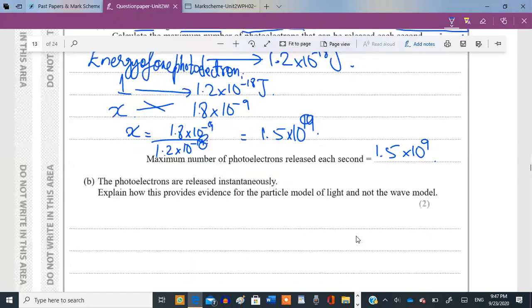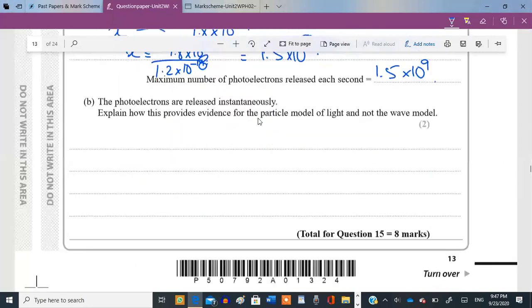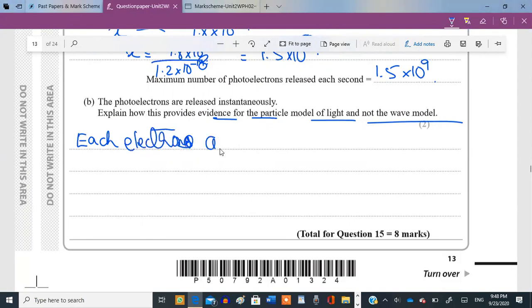When the photoelectrons are released instantaneously, explain how this provides evidence for the particle model of light and not the wave model. A very frequent question, again repeated, was asked in the previous paper as well. So why are the photoelectrons released instantaneously? Why is this particle nature and not wave nature? Because each electron emitted absorbs one photon. Each electron absorbs a photon and is emitted instantaneously.